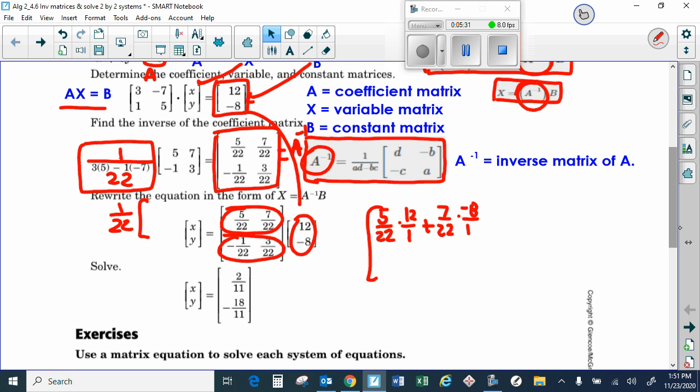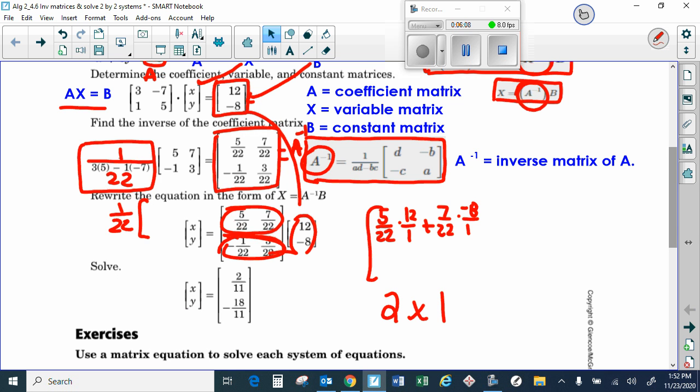Now remember, my first matrix is a 2 by 2 and this is a 2 by 1 matrix. The only way I can multiply matrices is if the inner numbers are the same, which they are. That tells me I can multiply, and the final matrix size will be the two outer numbers, 2 by 1. This is a 2 by 1 matrix, 2 rows by 1 column. Rows come first. That's my final answer.